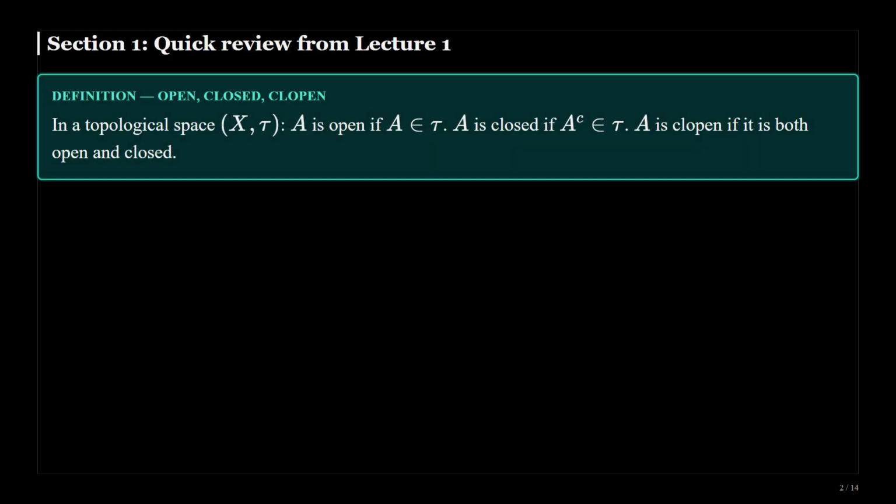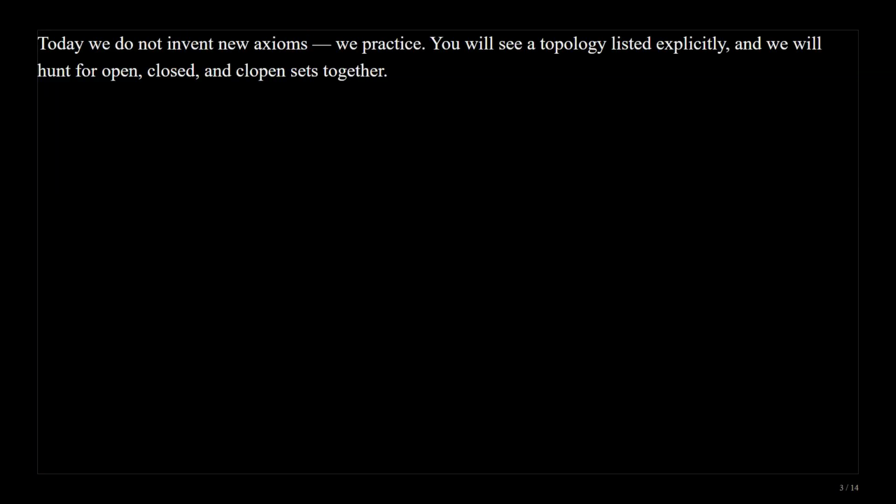Quick review from Lecture 1. Open means the set sits inside the topology tau. Closed means the complement sits inside tau. Clopen means both. If you remember only one sentence, closed is complement is open. Ready? Let's practice. No new axioms today, just detective work.